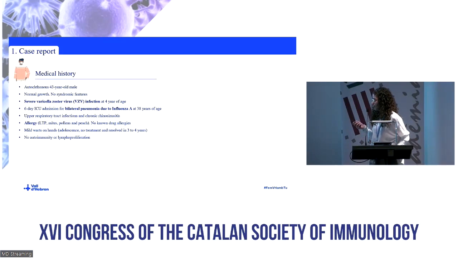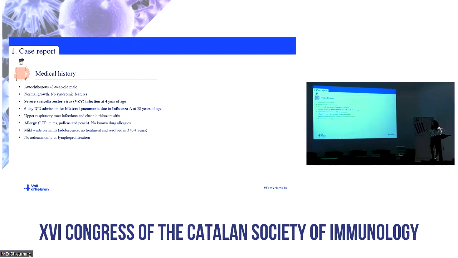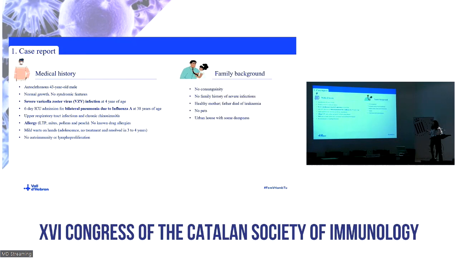The patient doesn't present autoimmunity or lymphoproliferation. As a family history, the patient is an only child of non-consanguineous parents with a negative family history. The mother is healthy and the father died of acute myeloid leukemia. He has no pets and lives in an urban house with some dampness.